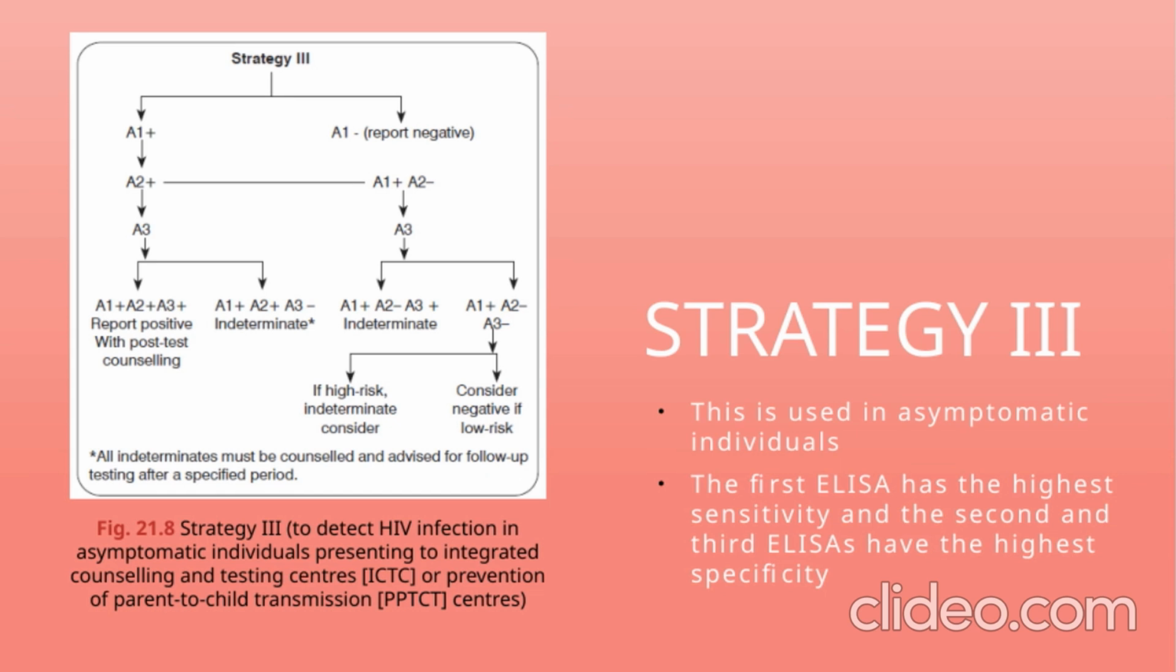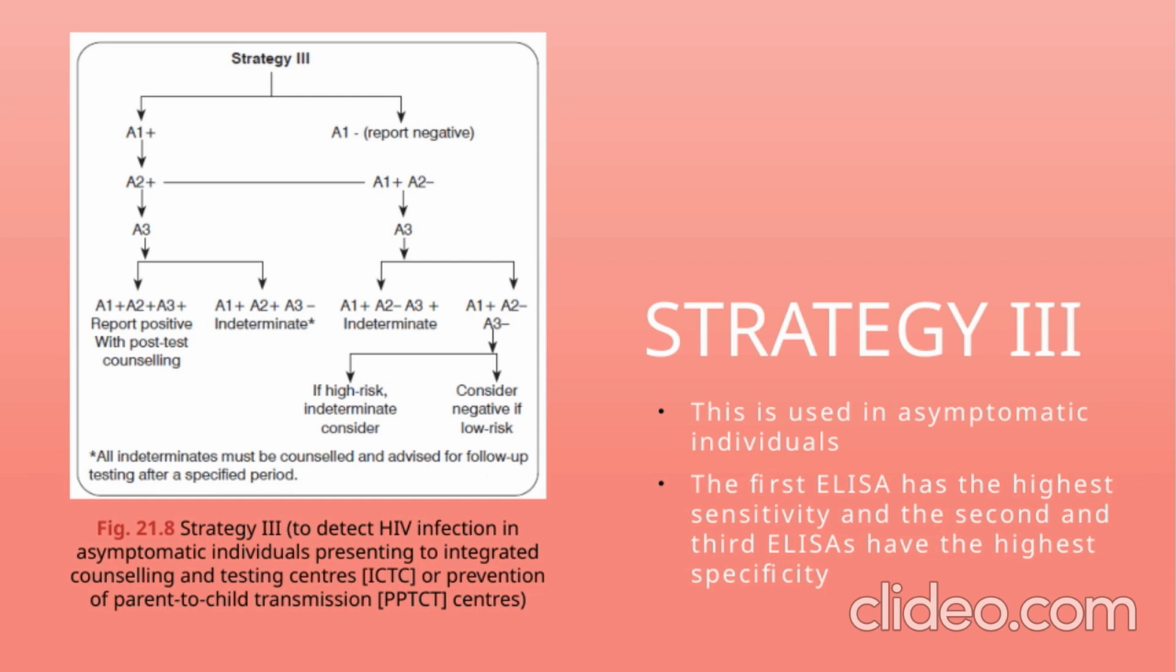The first test is the ELISA, which has the highest sensitivity. That means it's very good at picking up true positive cases and minimizing false negatives. If the first ELISA is positive, we then proceed with additional tests, the second and third ELISAs. These secondary tests are focused on having the highest specificity, which helps us ensure that the positive result is truly accurate, reducing the chances of false positives.